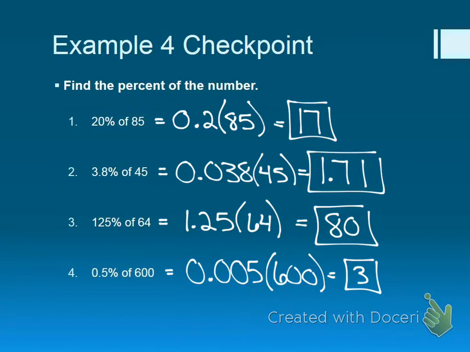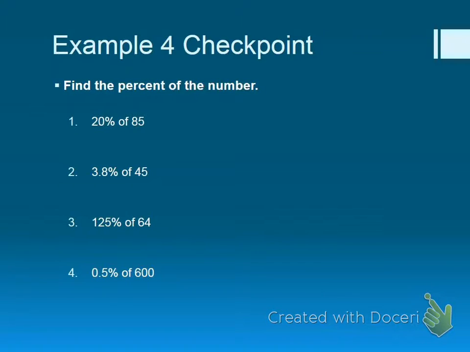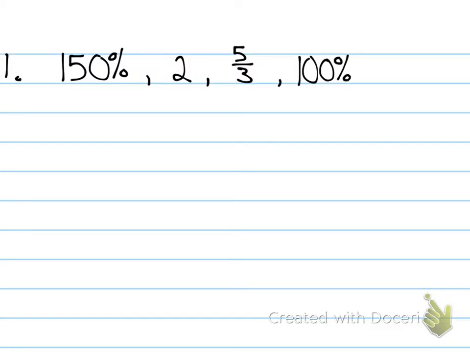All right, now the last thing I want to go over is two things real quick. And we talked about this back in 7.1 also. If you're comparing, let's say, 150% to 5/3, 100%, and 3/4. What do you think you're going to do?